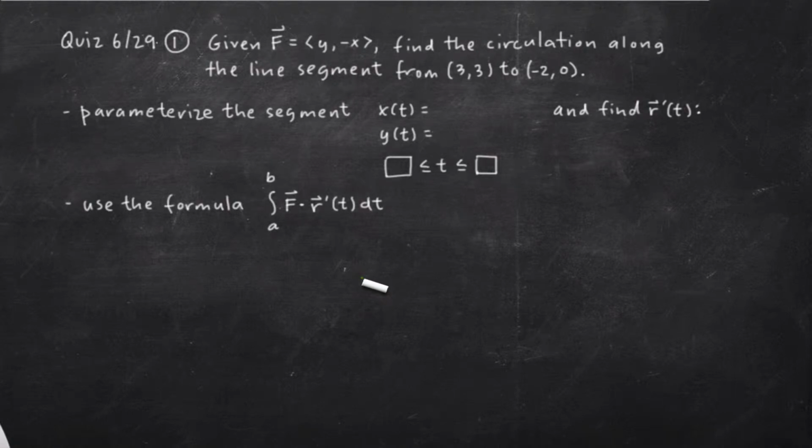Alright, this is the answer to question 1 from the quiz on Monday, June 29th, where I've given you a force field, a vector field, y, negative x, and I want you to find the circulation along a line segment. The way I worded it in class was to ask for the work contributed by the field to the motion along the line segment, but circulation's another word for that.